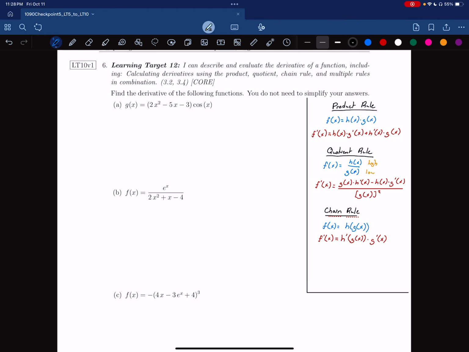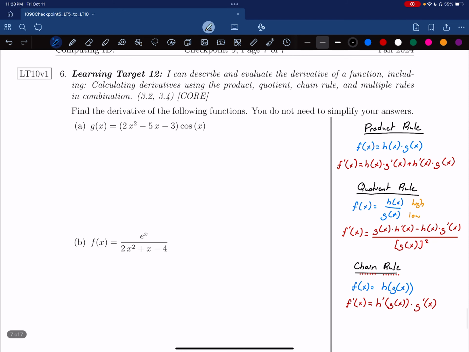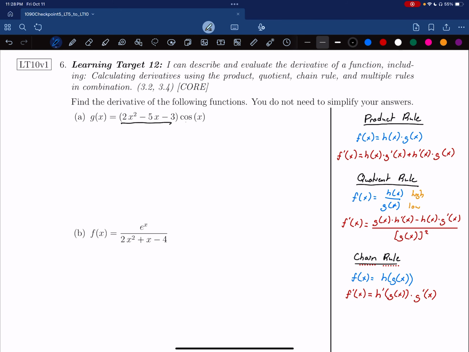Let's solve some of these problems. So find the derivative, and first question I have a polynomial here times a trig thing here. And keyword there was times. So I'm looking at my rules, definitely not quotient rule. I don't see division. Chain rule, I don't really see a function inside another function, but product rule, it looks like a product rule to me. So let's just say that this is our h of x and this is our g of x.